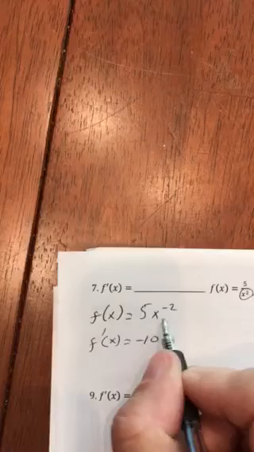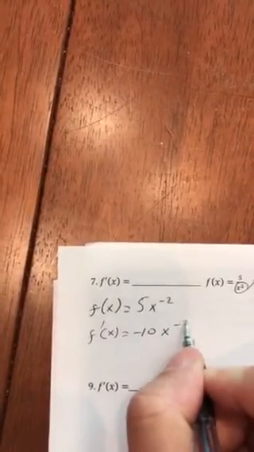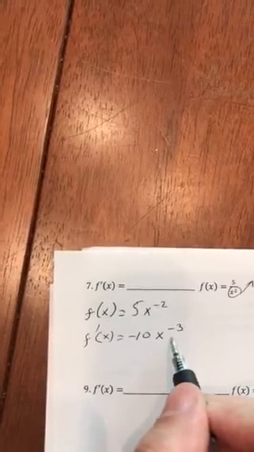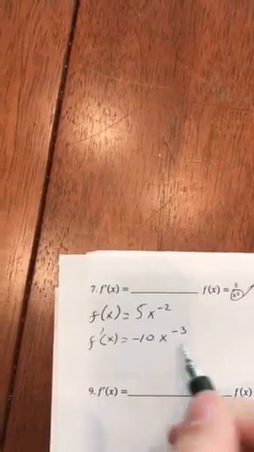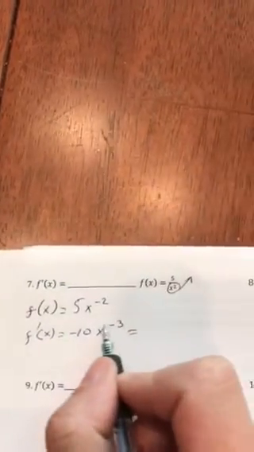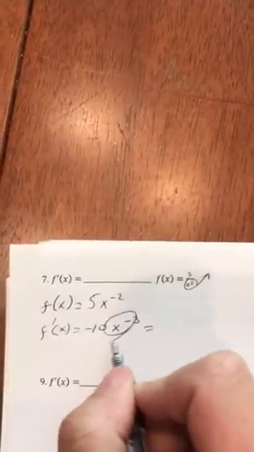Which would give me negative 10, and this would be x to the negative 3. Now you're not allowed to leave this negative exponent. If you did do this, I gave you half credit because you did the calculus right, but to fix it completely, we'll need to take this and move it down to the bottom.